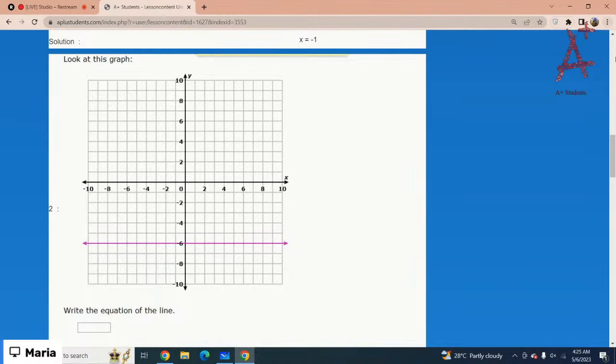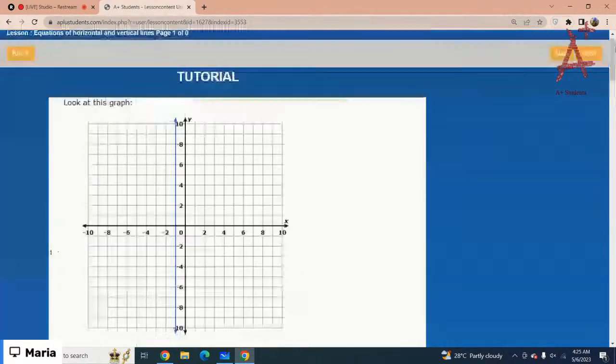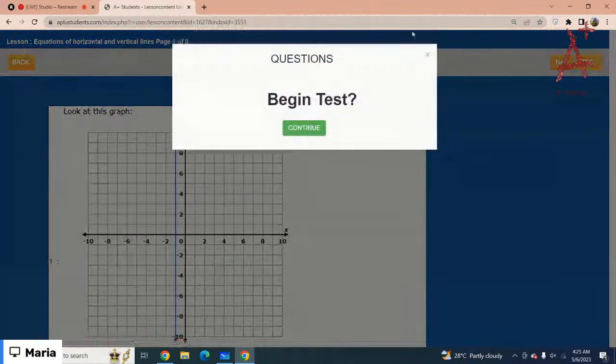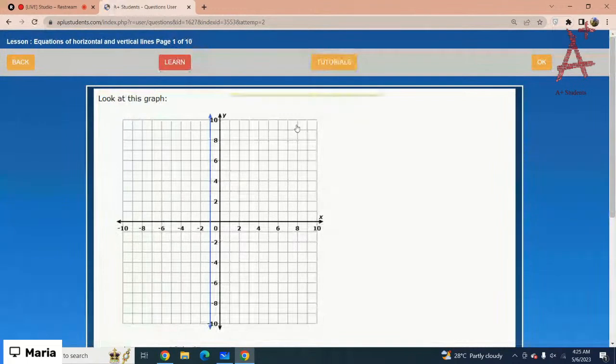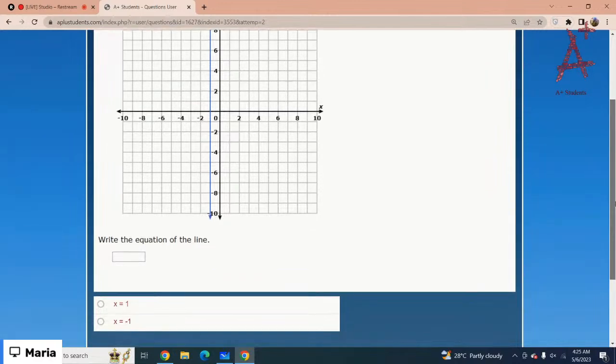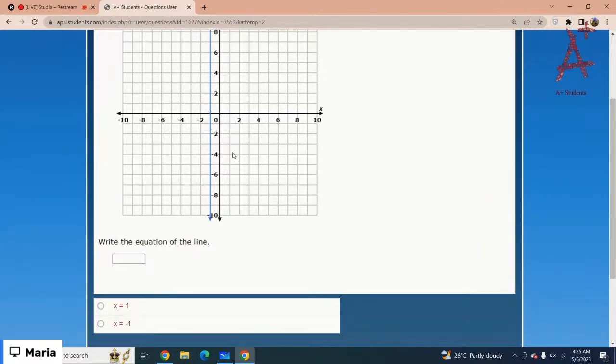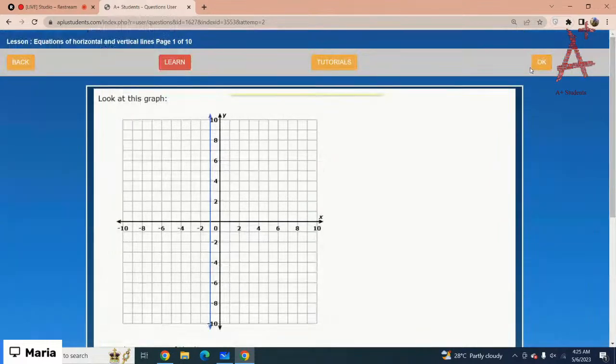Let's start with the practice questions. Okay, look at this graph. Write the equation of the line. Whenever you have to write down the equation of a horizontal or vertical line, just select the point where the graph is touching the x-axis or the y-axis. So here it is touching at -1. That means the equation of this graph is x equals -1.